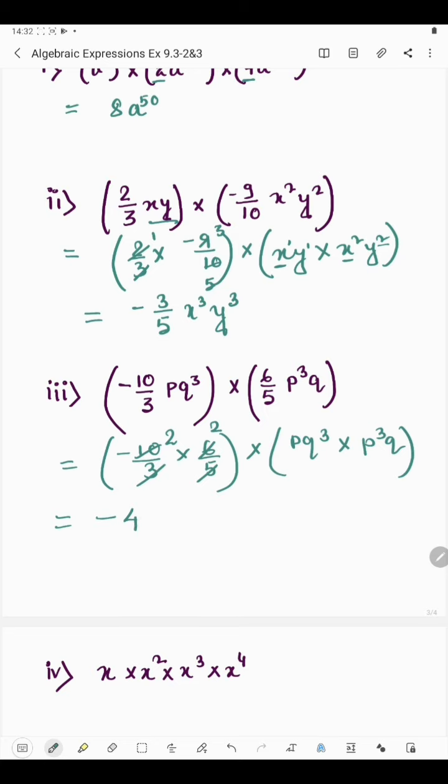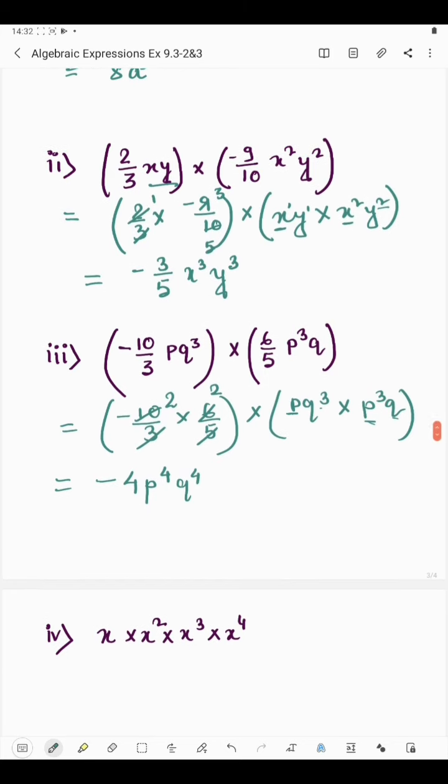Now we will multiply the variables. Here variables are p and q, right? Here p is present one time, and here p is present 3 times. So power of p will be 4. Again, q is present here 3 times and here 1 time, so power of q will also be 4. So the answer of the third part will be minus 4 p to the power 4 q to the power 4.